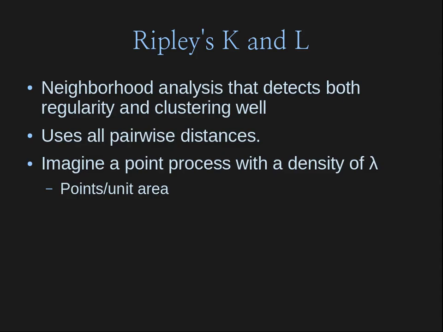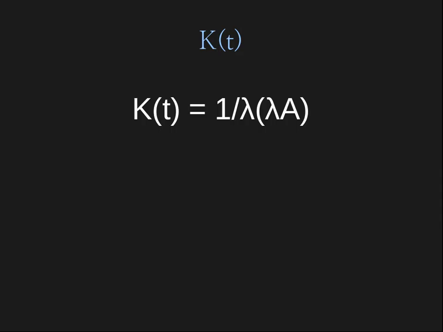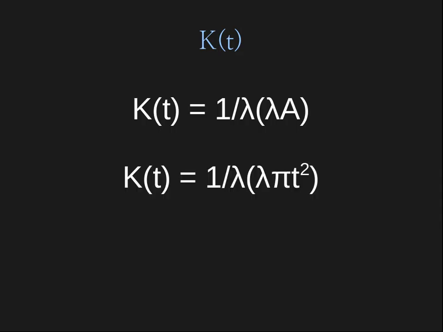Essentially, we imagine a point process, a distribution of points, with a density of lambda, which is our points per unit area. Our K statistic for a distance of t is just 1 over that density times the number of events you can expect within that distance t of some randomly chosen point in our point process. The cool thing is that this is the density and this is 1 over the density, so those things cancel out.